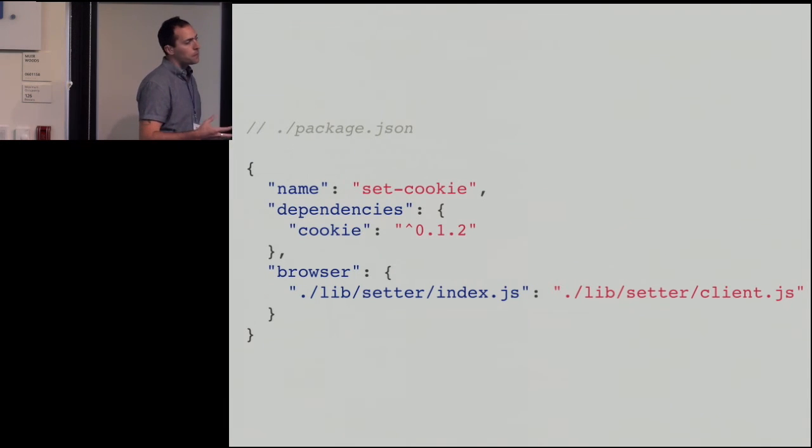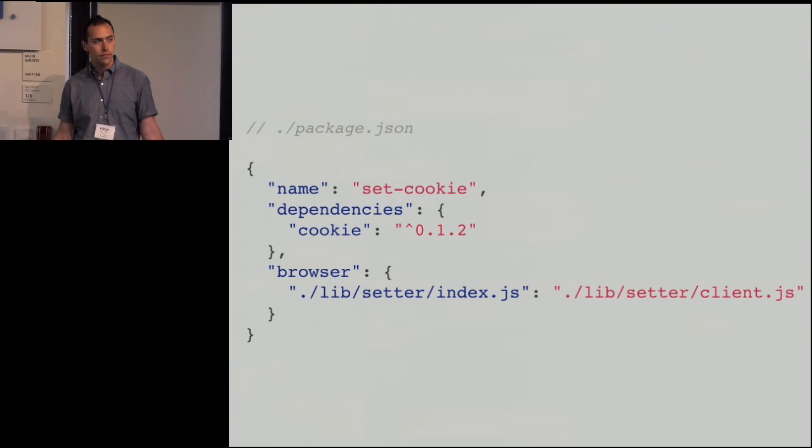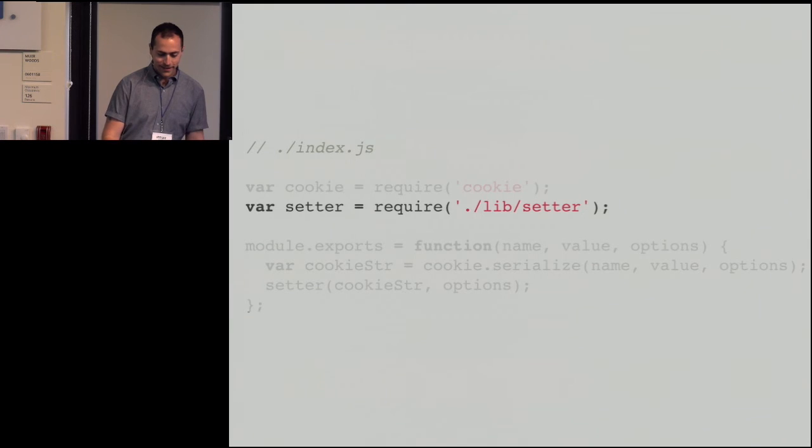So our final package.json looks something like this. There's the name, our cookie dependency is specified, and then the browser field where we're swapping out lib/setter/index.js for lib/setter/client.js. And it's that easy. And just to really belabor the point, this setter function is what we're swapping out.